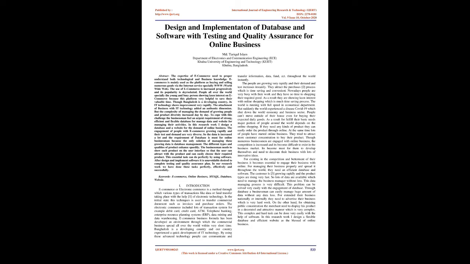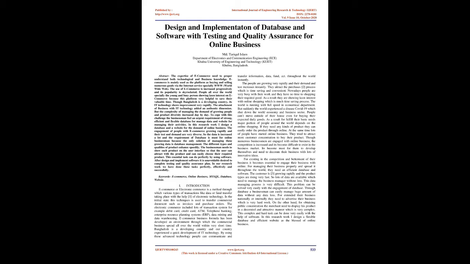The different types and qualities of products increase speedily. The businessman needs to show each product on the user interface so that the user can be attracted to the product and can easily choose the required product. This essential task can be done perfectly by using software. After designing and implementing software, it is unavoidable to complete a testing and quality assurance plan. In our research work we have done these tasks perfectly, effectively, and successfully. Keywords: e-commerce, online business, MySQL, database, website.